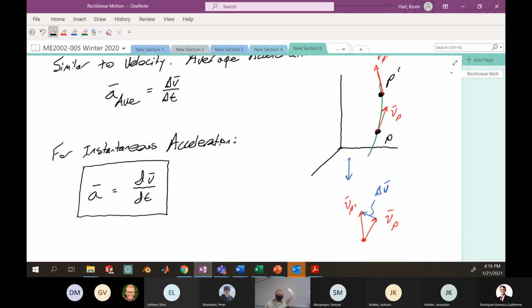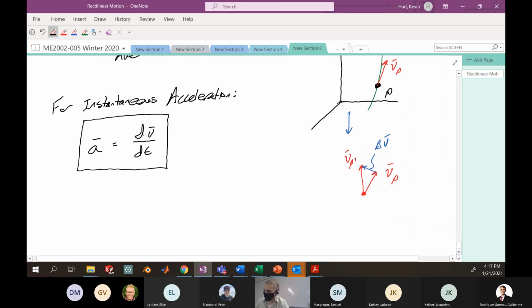Now, velocity was tangent to the path, but in general, acceleration will not be. So there's no real relationship there, or catch-all like the velocity is tangent to the path. So I'll just say here, in general, acceleration is not tangent to the path.